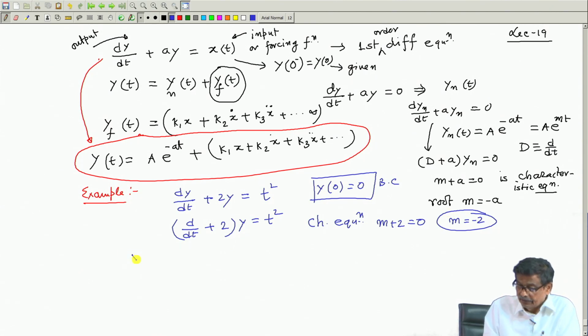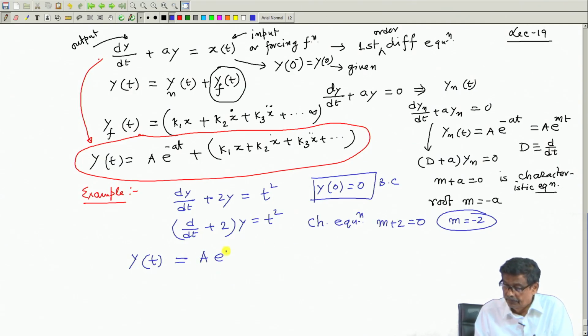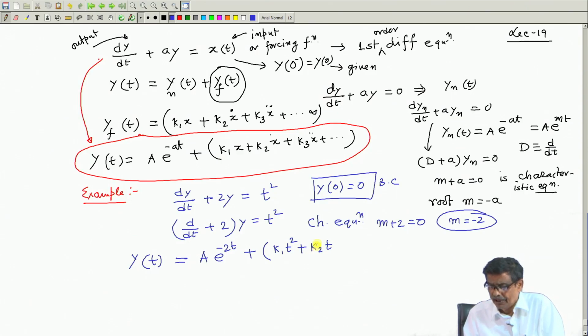Then I will say the total solution is, natural response solution will be A into e to the power minus 2 t plus these terms. Now, although these terms are infinite, for this function it will be like this: k1 into t square plus k2 into t, because differentiation is 2t, and the 2 will be absorbed in this constant k2, plus differentiate it once again, k3.